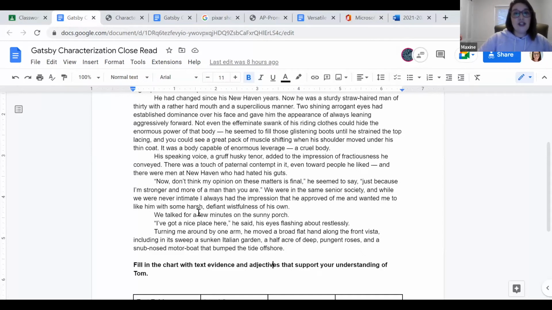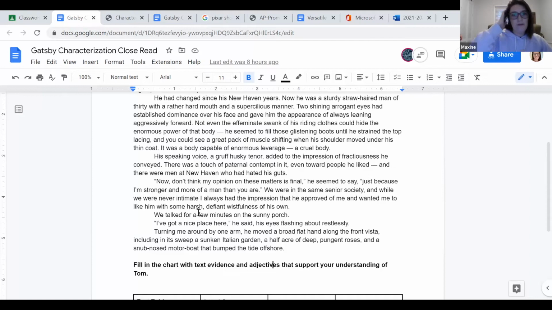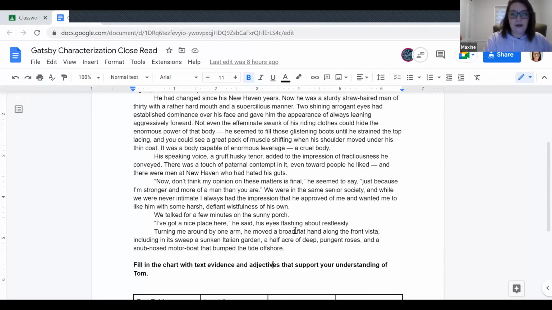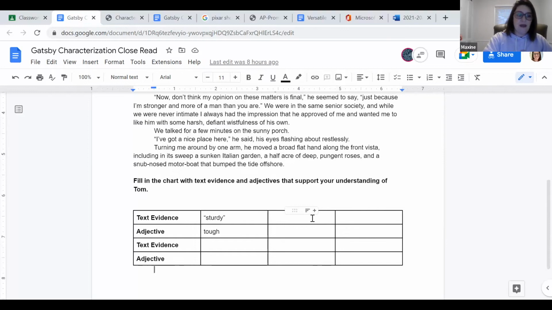And then it says, turning me around by one arm, he moved a broad, flat hand along the front vista, including in its sweep a sunken Italian garden, a half-acre of deep, pungent roses, and a snub-nosed motorboat that bumped the tide offshore. So even the way he moves the other character around, whose name is Nick, by one arm, again gives us this idea that he is masculine, maybe superior, maybe overpowering.